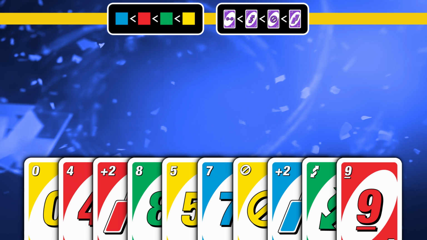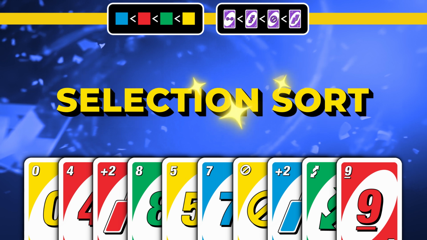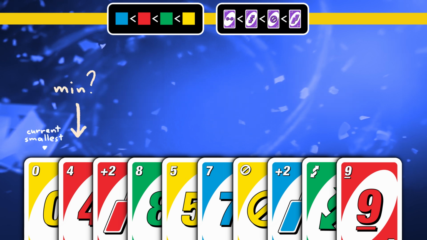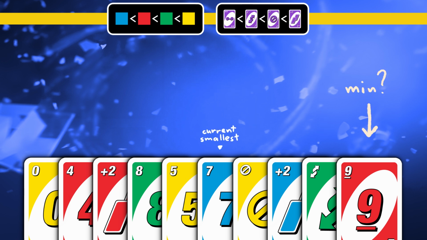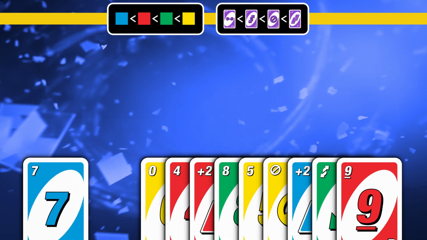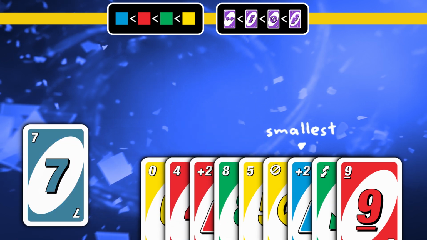Let's return the cards to the starting point to discuss the next algorithm. Yeah, like that. Now, let's talk about selection sort. The algorithm is simple. Find the smallest card and place it at the beginning. Then, let's do the same thing, ignoring that first one.